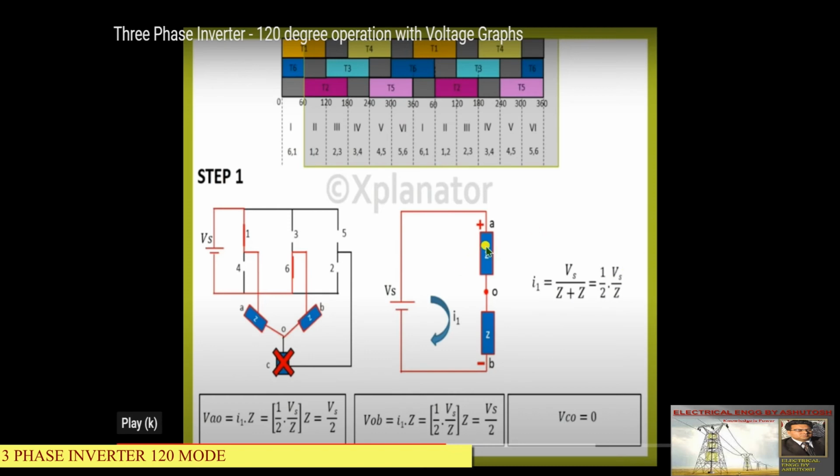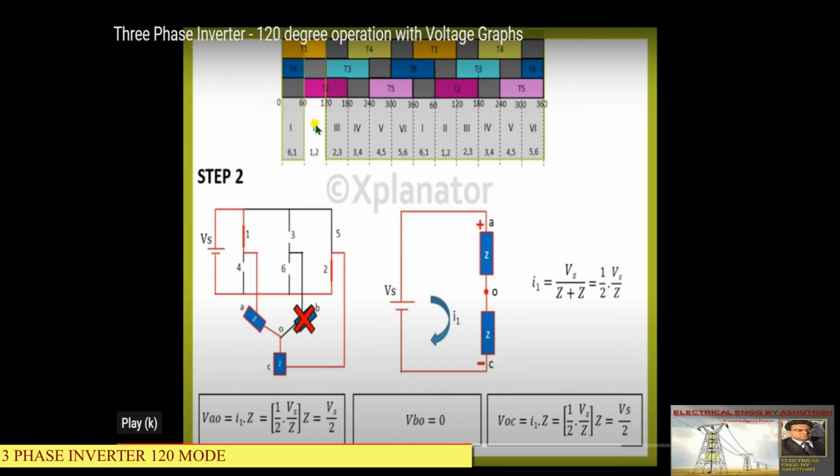You can find out the voltage across this, or by finding out the current I1 in the circuit. By using mesh analysis, you can find out the voltages across AO and VOB. So we have found here, you can see, VAO is Vs by 2, and VOB is Vs by 2, VCO is equal to 0 in this mode of operation from 0 to 60.